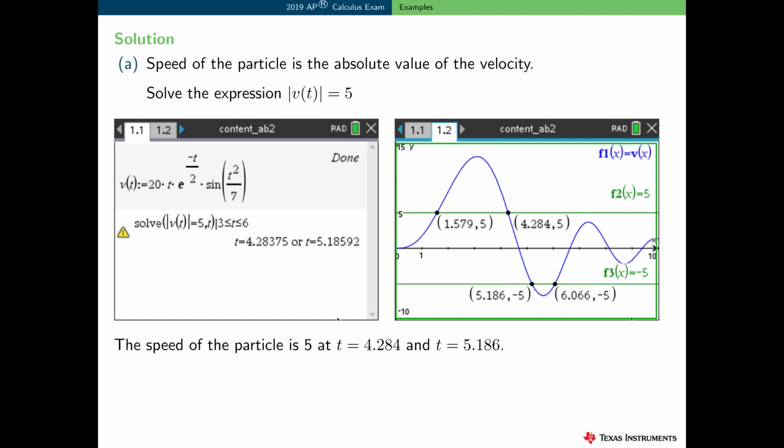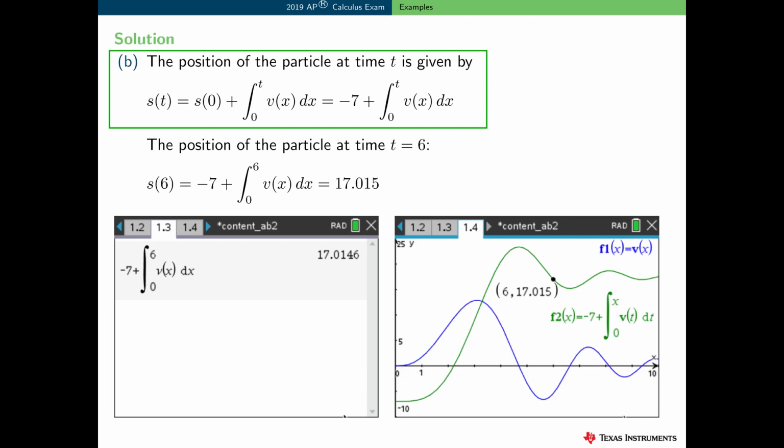Here's a graph of the function v and the two horizontal lines y = 5 and y = -5. The x-coordinates of these points of intersection are the values of t at which the speed is 5. So I like to explore and visualize on the graph screen and then confirm my results on a calculator page. So here I used the solve command with a restriction on the value of t. So the speed of the particle is 5 at these two times in the interval 3 to 6.